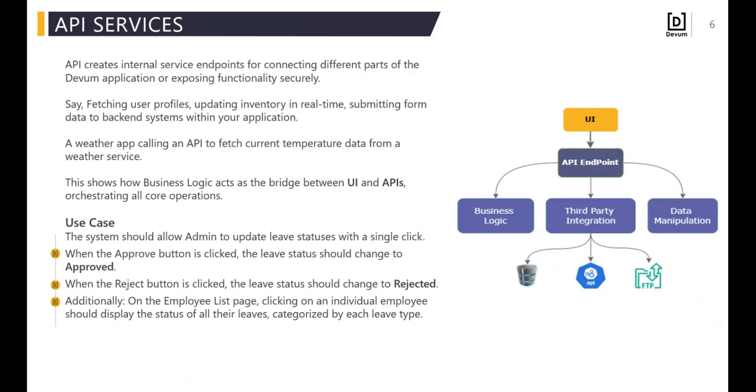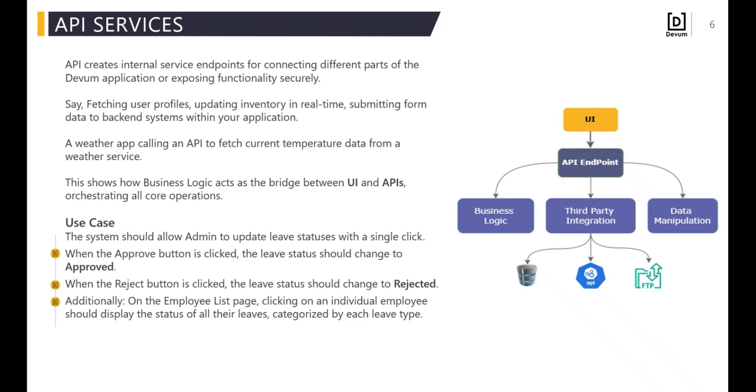API services. API services act as the communication layer of the Devum platform. They create secure internal endpoints that let different parts of your application talk to each other, whether that's fetching user profiles, updating inventory in real time, or submitting form data to the back end. Just like a weather app calls an API to get temperature data, Devum uses APIs to pass information smoothly through the system.